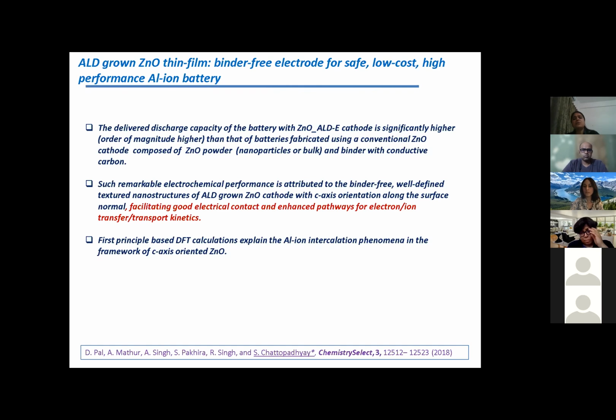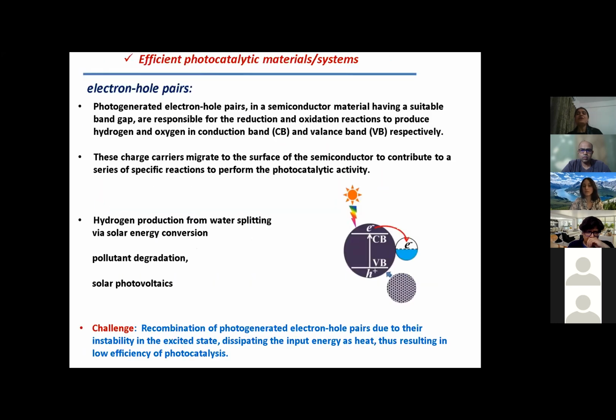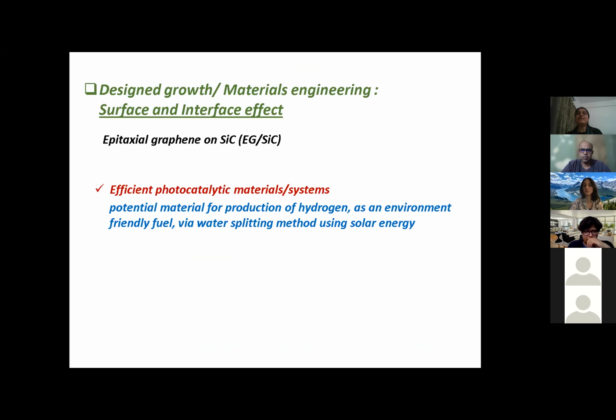So we had to use some DFT calculation with our collaborator. It is showing that it is giving the favorable energy system for the aluminum ion intercalation phenomena within the framework of the C-axis oriented zinc oxide. So that is the major thing, and quickly I can just tell you another aspect of that, in 1 or 2 minutes.